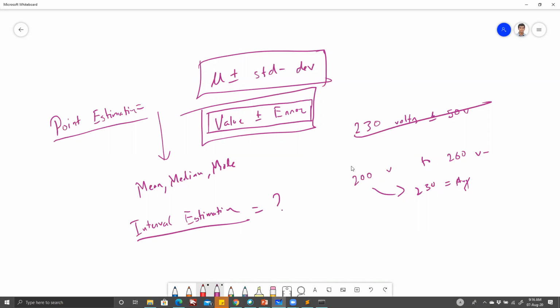So point estimation is easy. You kind of average it out, you get a median or you get a mode. But for interval estimation, I want a value plus minus error, or a mu plus minus standard deviation.